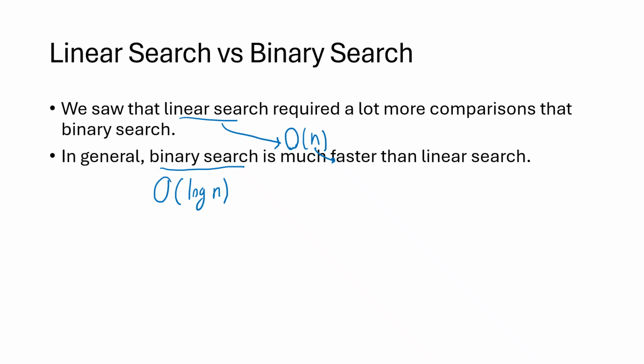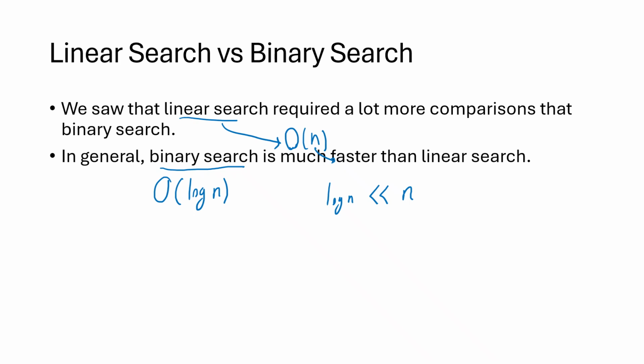So for example, if you have 1,000 values in your sequence, in the worst case, you need order of log base 2 of 1,000, which is 9 or 10 comparisons to perform binary search, compared to 1,000 comparisons you need for linear search. So we know that log n is much smaller than n, especially when n becomes larger and larger. So that means that binary search is much faster than linear search.